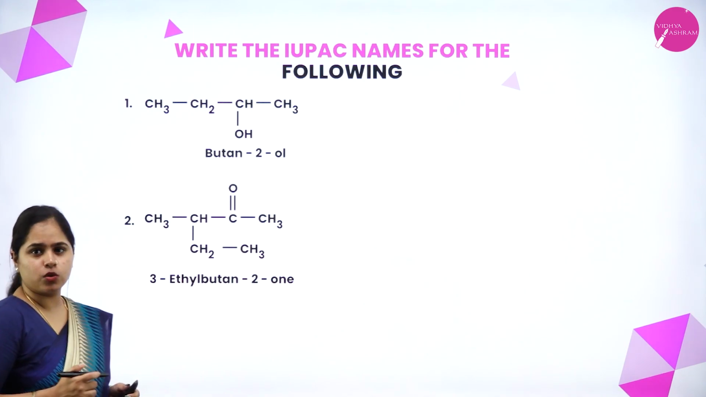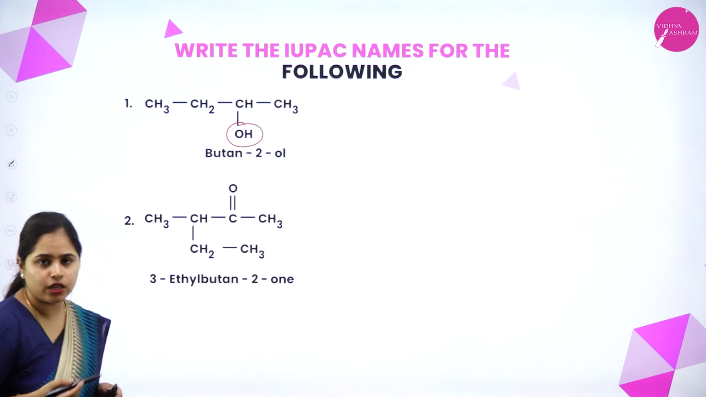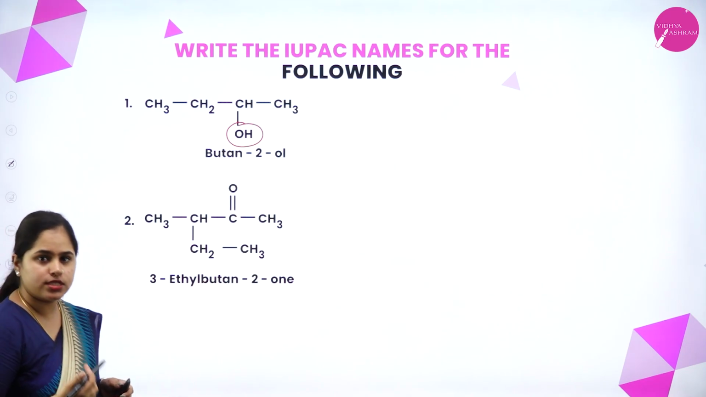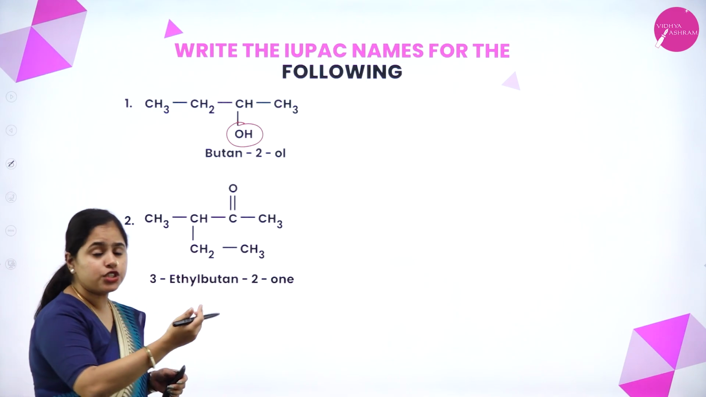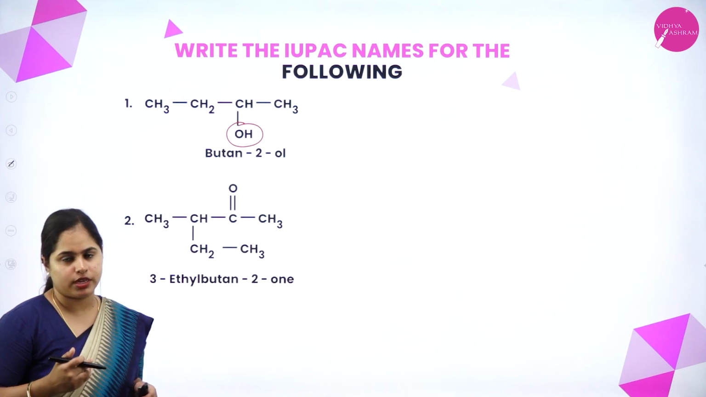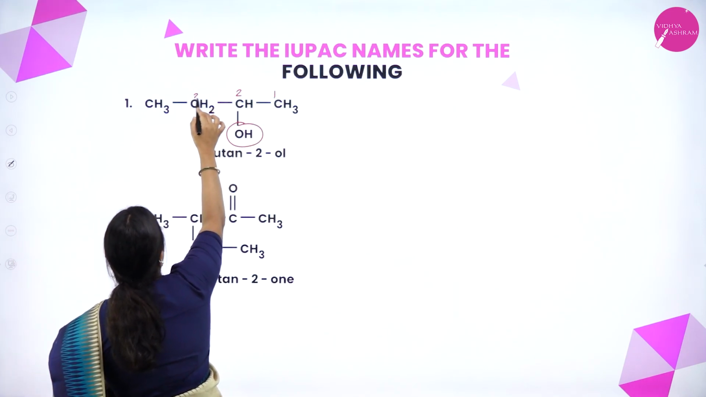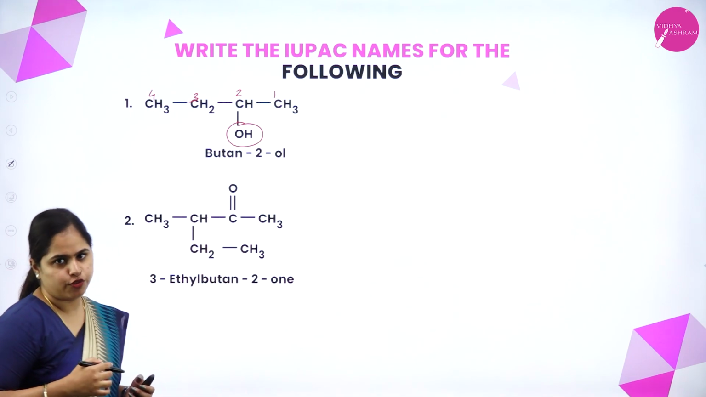So the first question, as you can see, there is a functional group. Which one is it? It is an alcohol group, OH, right? So from which direction we have to start numbering? The functional group containing carbon should get the lowest possible number, right? So we number from this direction, 1, 2, 3 and 4, right?